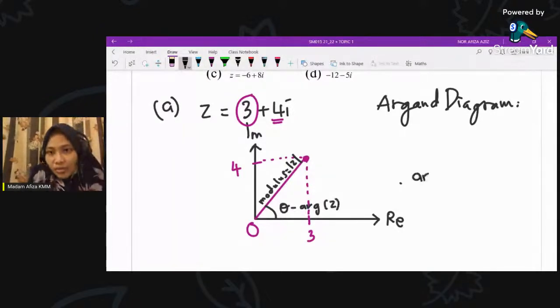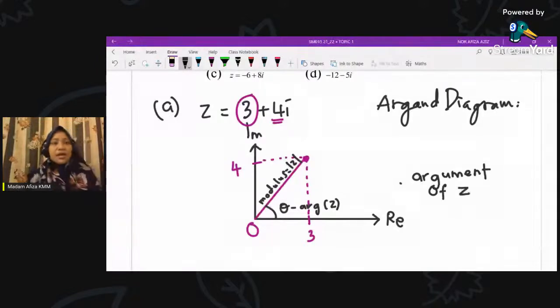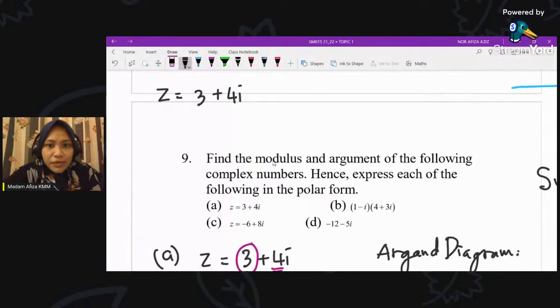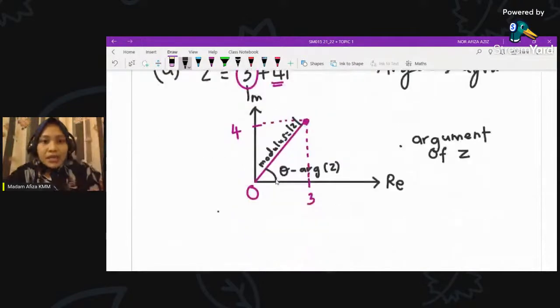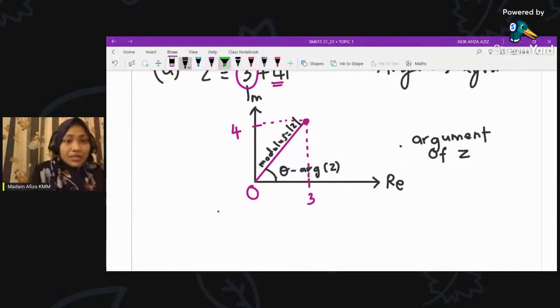Okay, argument of Z. So modulus dan juga argument. So soalan ni memang minta you all cari kan. Find the modulus and argument of the complex numbers. So kita tengok dulu yang pertama, kita belajar dulu yang pertama iaitu modulus.